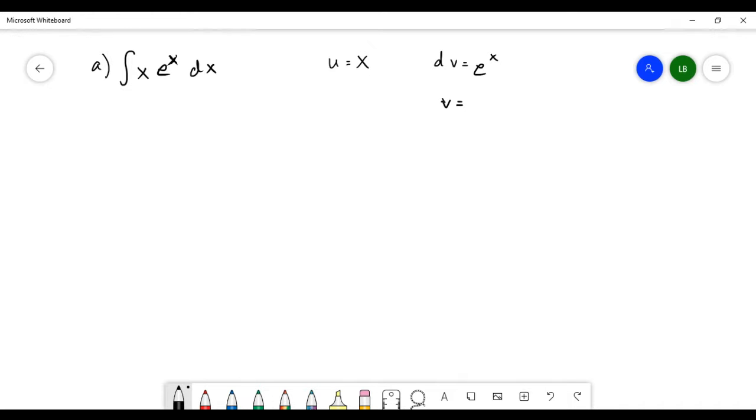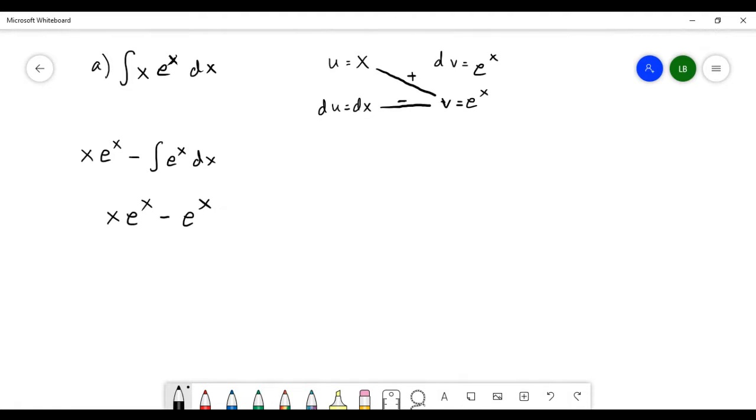Then v would just be the integral of e to the x dx, which is just again e to the x. And du is equal to dx, the derivative of x. So our answer should just be, we add this diagonal, subtract this. Our answer should be x e to the x minus the integral of e to the x dx. And that leaves us with x e to the x minus e to the x.